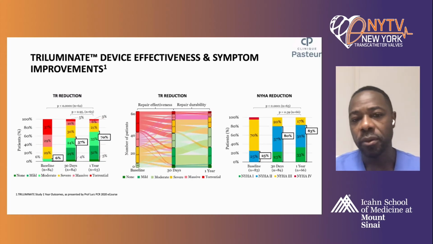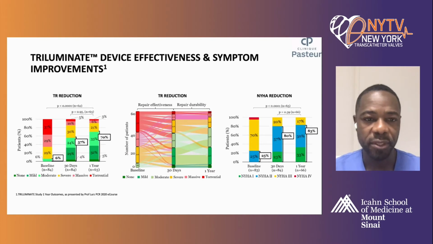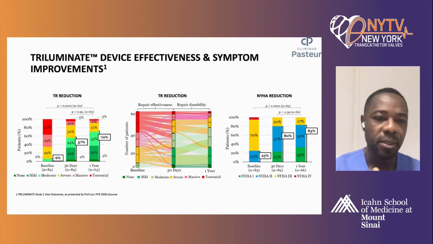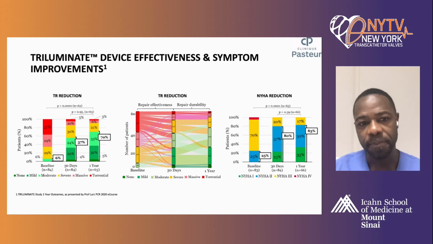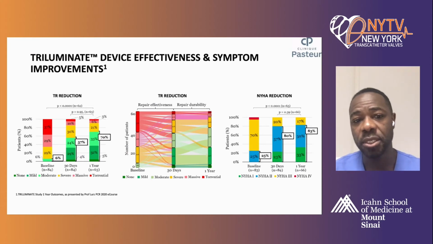So the ultimate goal, the first goal, was to achieve a TR reduction. What you can see on the left part of the slide is that TR went from massive to torrential in more than 65% of the patients at baseline, to only 27% at 1 year having severe or torrential regurgitation. So it's clearly an improvement for the patient. And this TR reduction seems to be sustained at 1 year. Some patients had a worsening of their regurgitation, but the vast majority of the patients kept the degree of TR reduction that was achieved after the procedure.